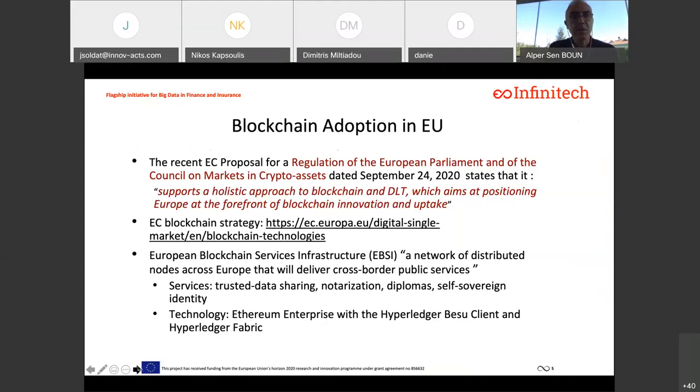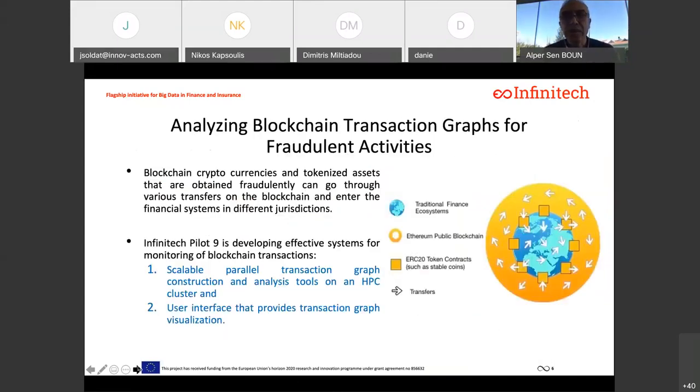All right, so what are we doing in our pilot? Basically, with the interaction of the traditional finance ecosystem, which is seen on the right as our blue world, and the yellow showing the public blockchain, there are interactions between the two worlds through the use of token contracts, which was again shown by Fabiana earlier in her presentation, such as stable coins.